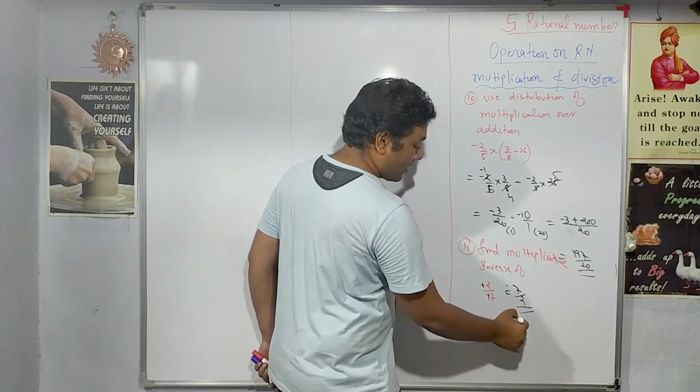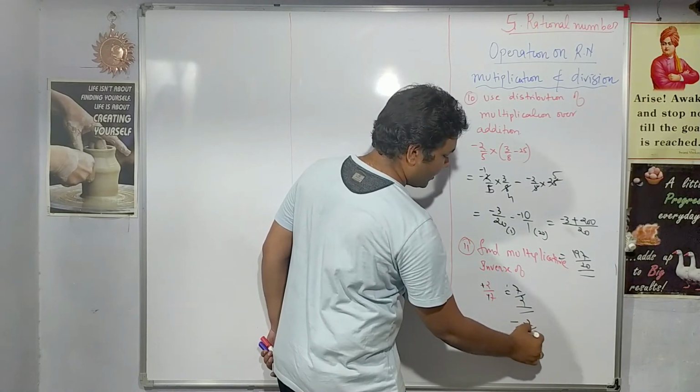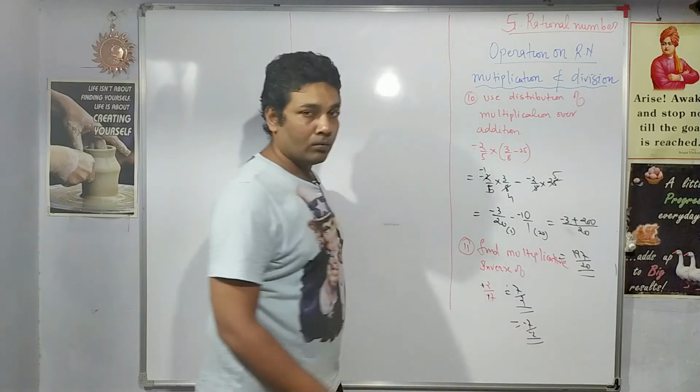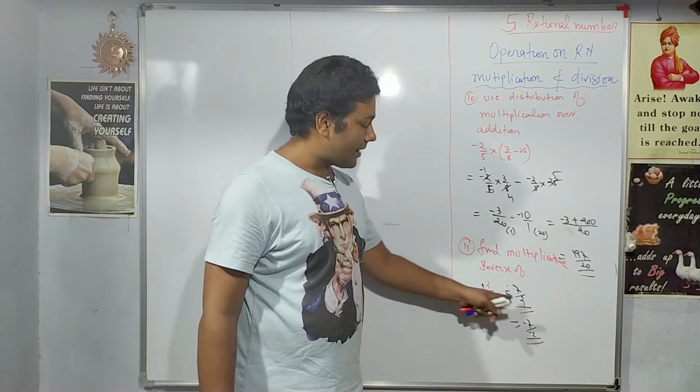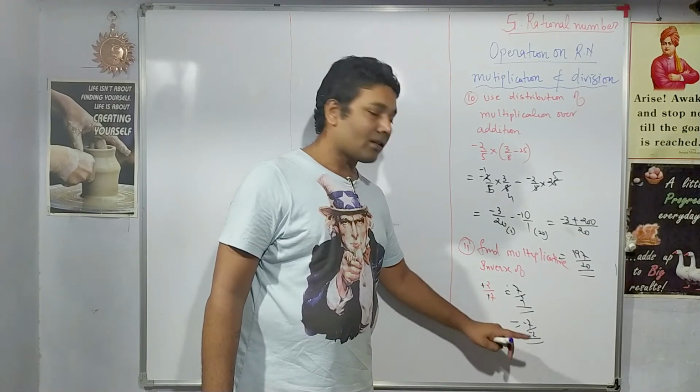Even if you don't cancel the minus sign, then your answer will be minus 7 upon minus 2. But it is good to reduce. If something is common, you should cut and then write down the answer. So both the answers are correct.